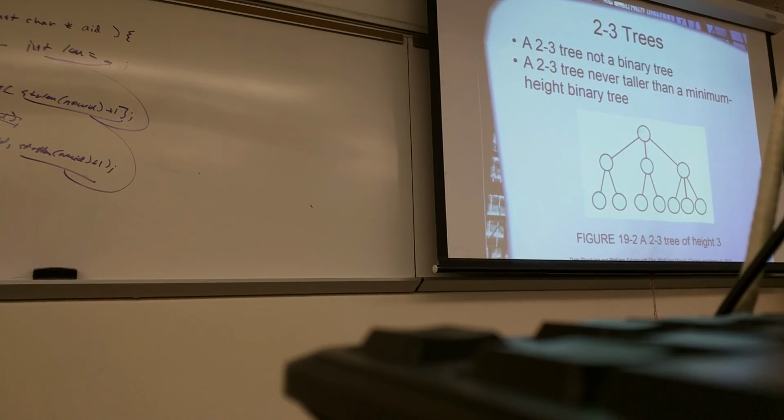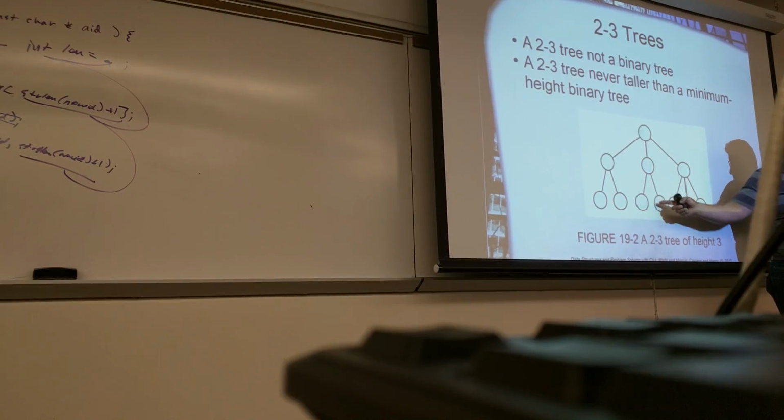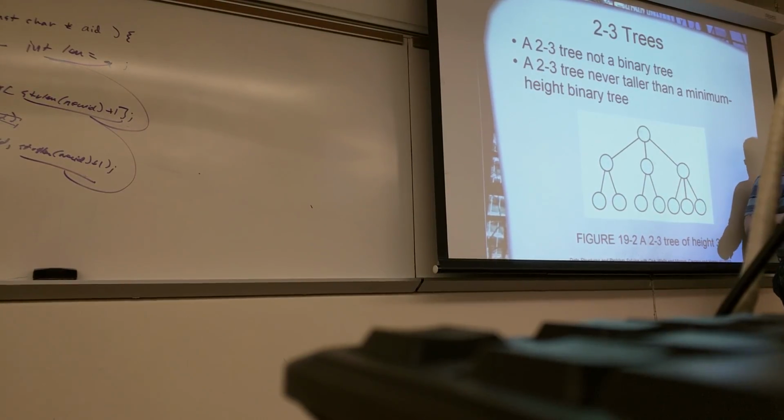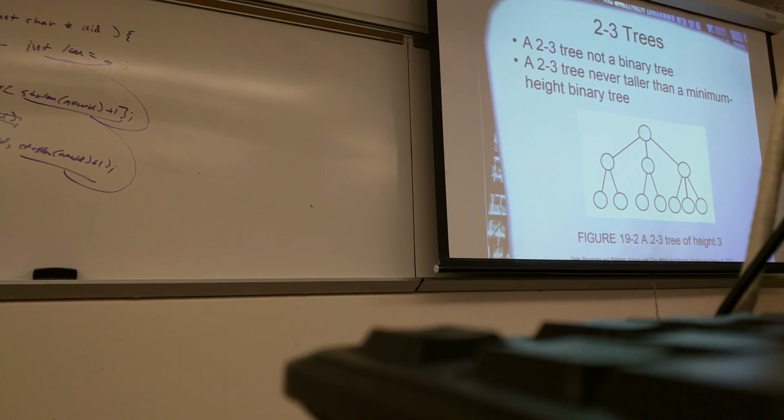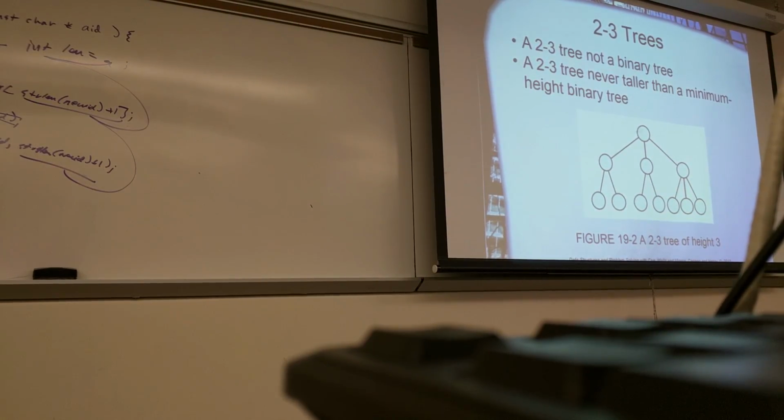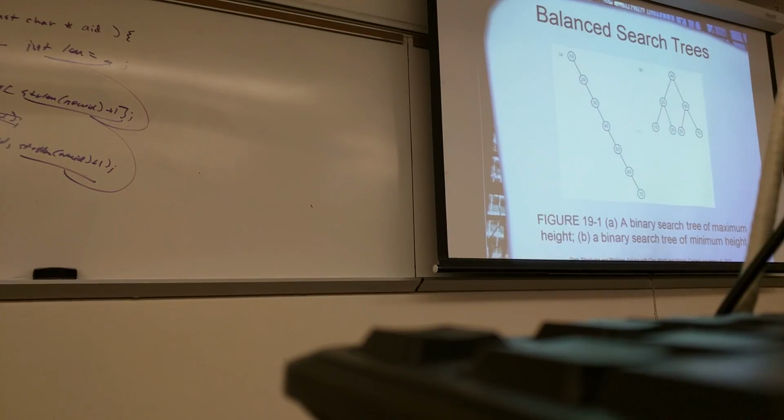If it has two children, it's called a two node. Right here, this is a two node, two children. If it has three children, it's a three node. This is a three node. This is a three node. Now, the nice thing about a 2-3 tree is the algorithms we use to insert and remove things from it keep it balanced automatically. Let me back up here, though, for a second on the binary search tree.